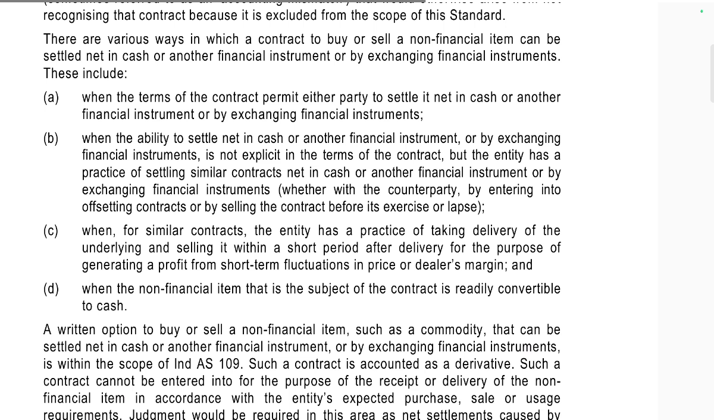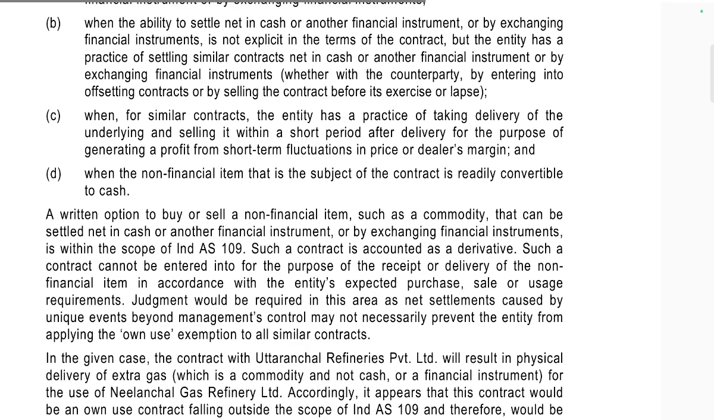It also includes where the ability to settle net is implicit or the entity has a practice of settling similar contracts net in cash or another financial instrument or by exchanging financial instruments, whether with the counterparty, by entering into offsetting contracts, or by selling the contract before its exercise. It further includes where, for similar contracts, the entity has a practice of taking delivery of the underlying and selling it within a short period after delivery for the purpose of generating a profit from short-term fluctuations in price or a dealer's margin, and where the non-financial item that is subject to the contract is readily convertible to cash.